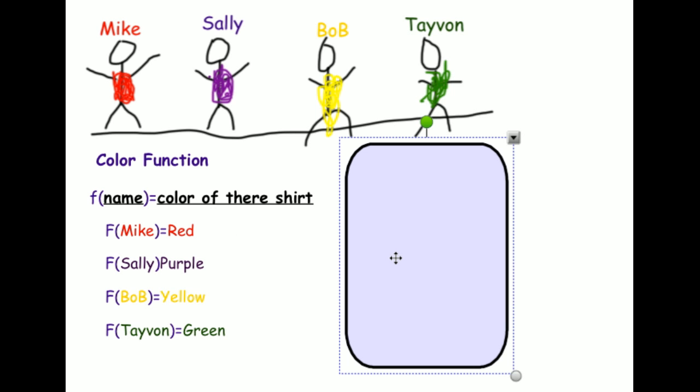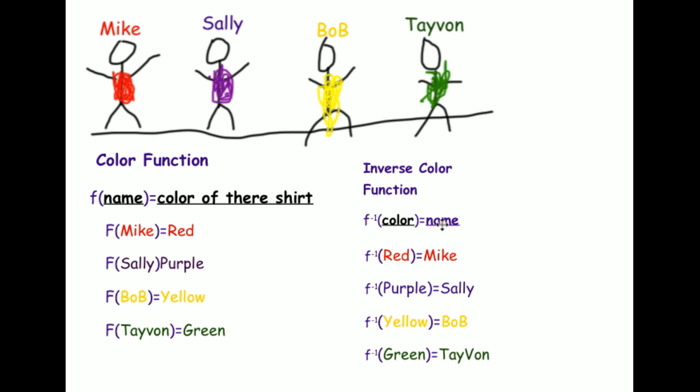But what if I had an inverse color function? What would that look like? Well, with all inverse functions, it's just the backwards of the original functions. So instead of putting in the name and getting out the color of their shirt, I'm going to tell you the color of the shirt, and then I'll give you out the name. So it's like doing it backwards. So if I put in green, then I'll tell you the person that has a green shirt, and that's Tavon. So that's the way functions and inverse functions work. Inverse functions just relate it the opposite way. It's just going backwards. So let's keep that in mind when we think about sine.